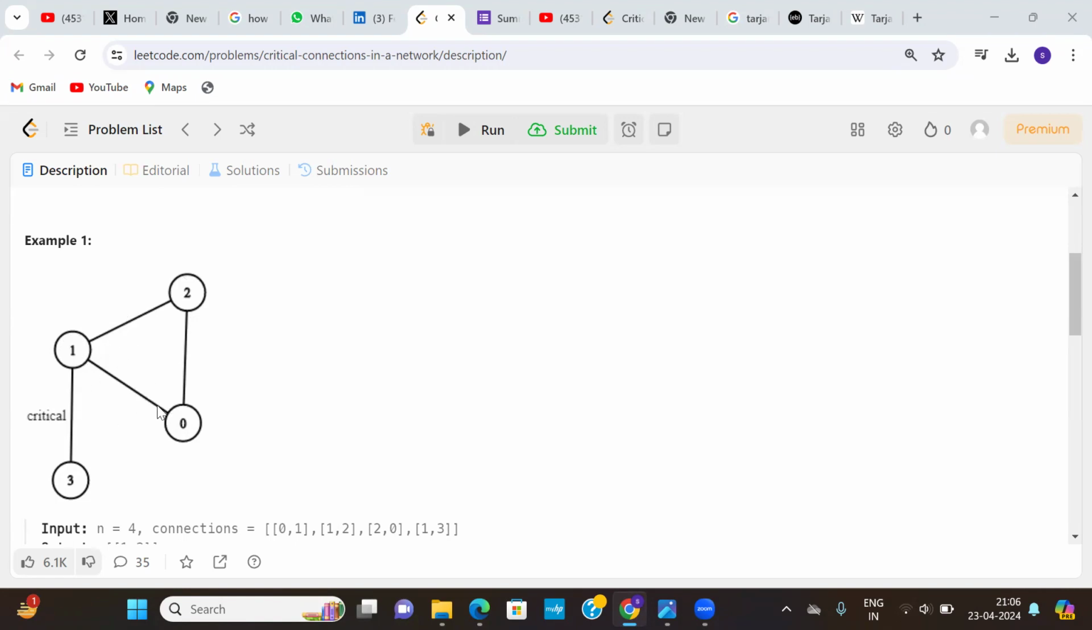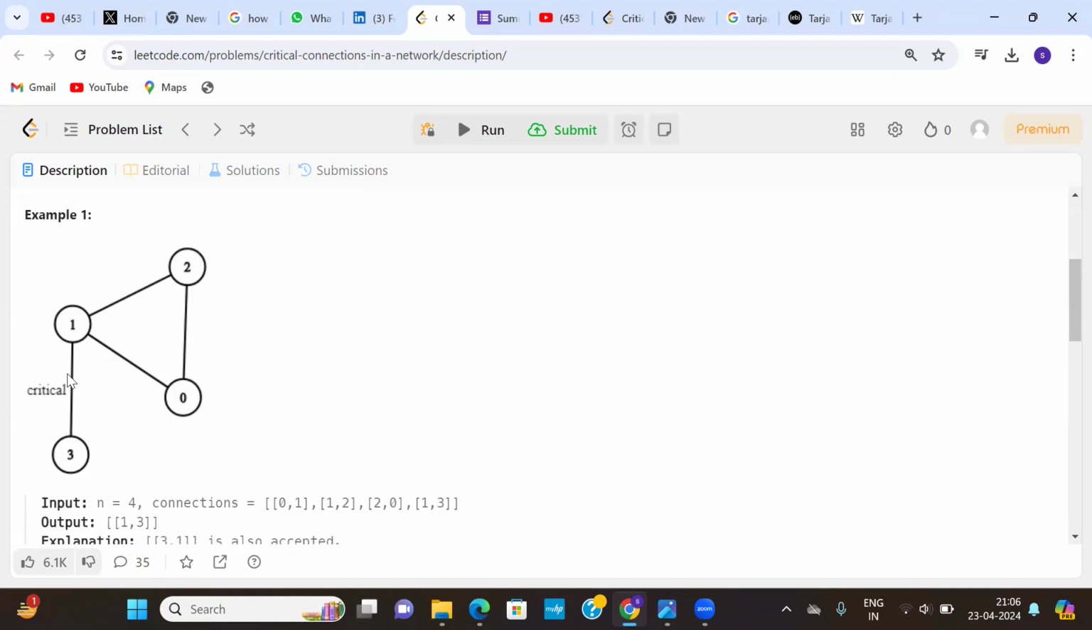Let us see this connection connecting 1 and 0. If I remove this connection, will the servers become unreachable? No. I can still reach 0 via 1 to 2, 2 to 0. It means this is also not a critical connection. 2 to 0, let us see. If I remove this particular connection connecting 2 and 0, will the servers become unreachable? No. I can still reach via 2 to 1 and then 1 to 0. So this is also not a critical connection.